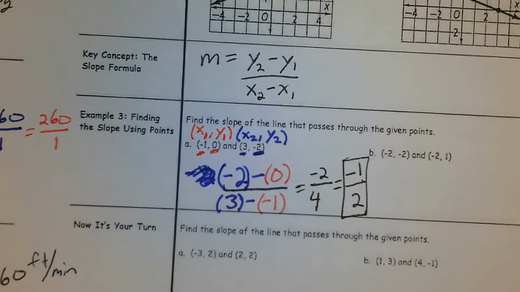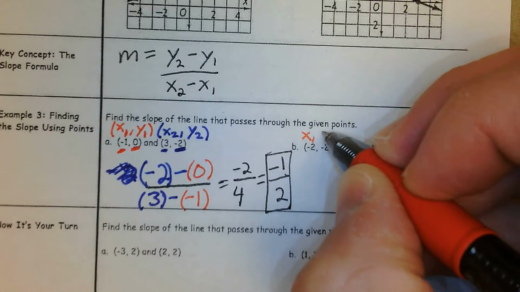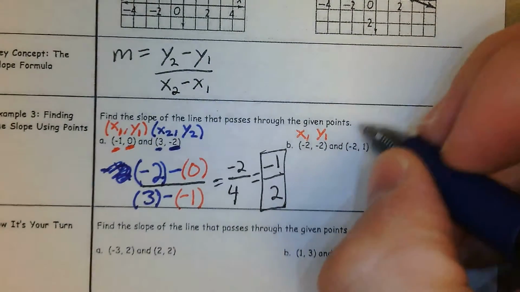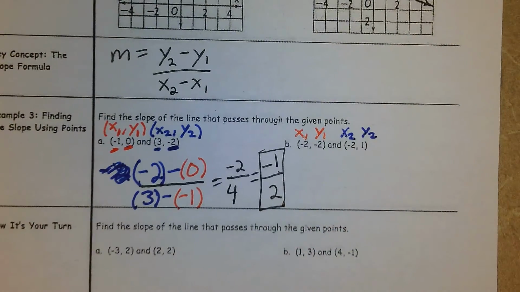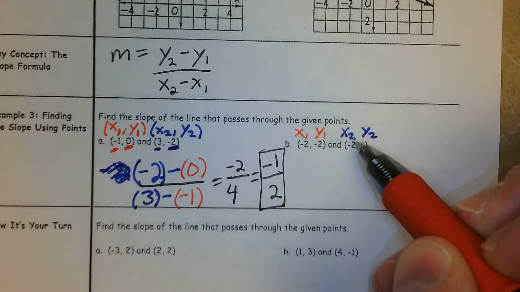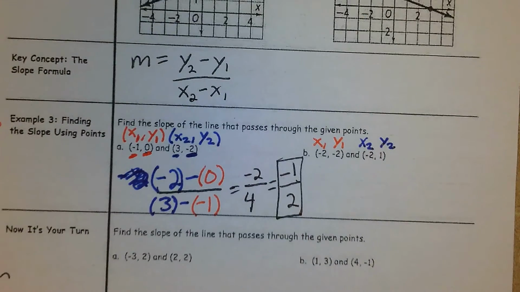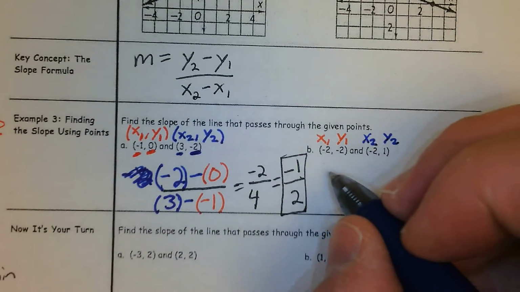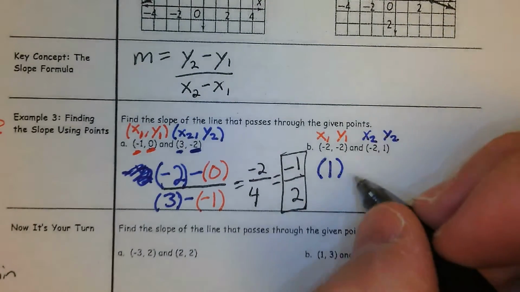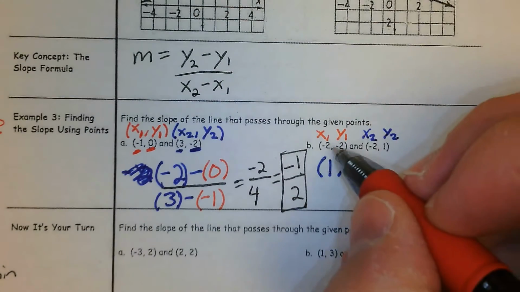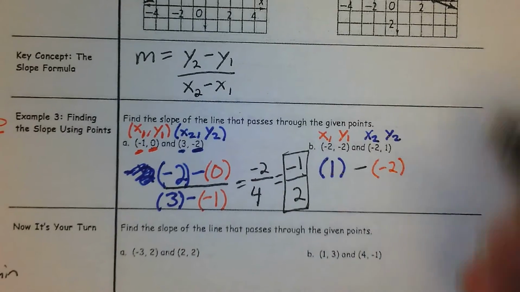Okay, let's do the second one. So again, identify your x and your y. We have x1, y1. This is x2, y2. This is the x value of the first point, x value of the second point. Y value of the first point, y value of the second point. So using our formula, we're going to take the y value from the second point, put it in parentheses, so it's positive 1, minus the y value from the first point, which is going to be negative 2. Make sure you put it in parentheses, that way you don't forget.